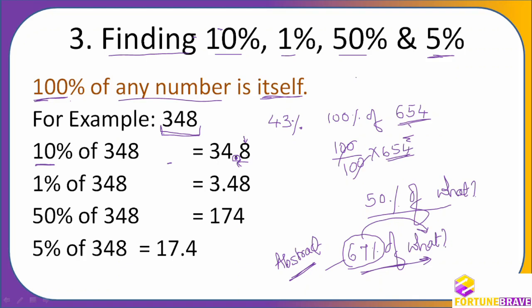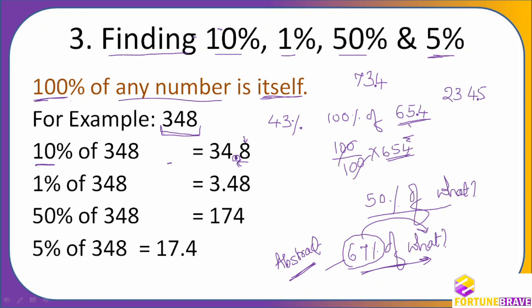For example, 734. Now 10% of it will be 73.4. In this case, 10% of it is 65.4. Say for example, 2345. So 10% of that number is 234.5. Did you understand? Simple.